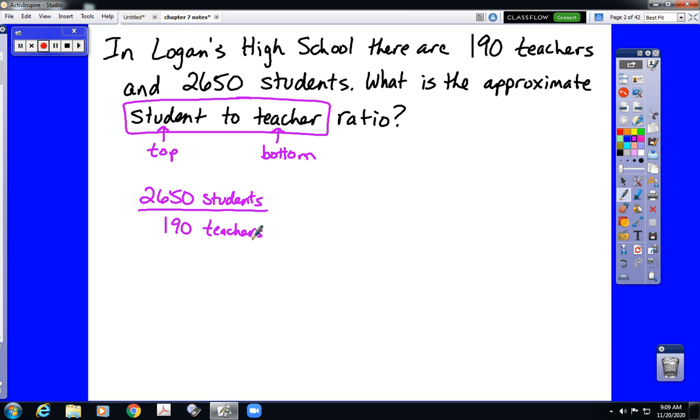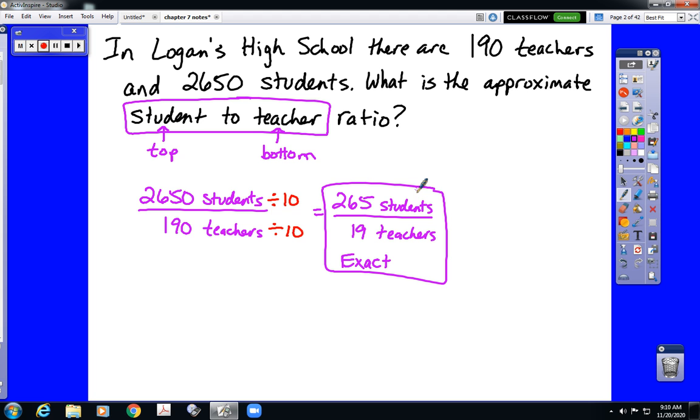Now, first things first, that ratio is not in simplest form, so one thing we can do is both of those numbers are divisible by 10. So we should start by dividing the top and bottom of that fraction by 10, which would give us 265 students to 19 teachers. This is the exact student-to-teacher ratio.